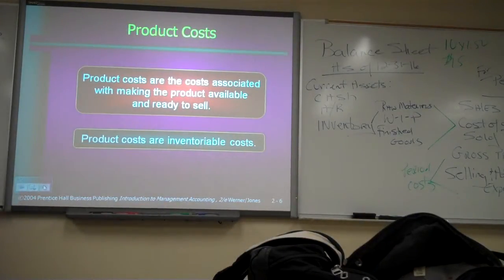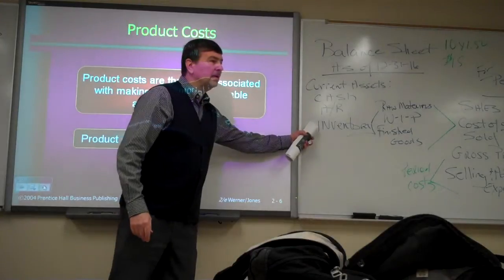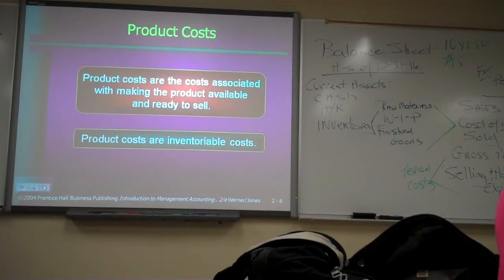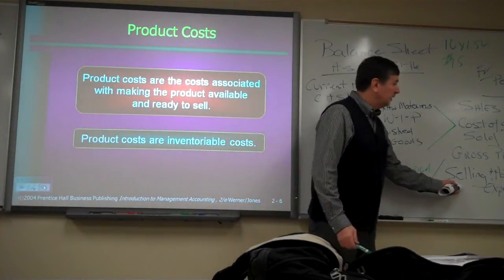But anyway, product cost is the cost associated with making the product available or ready to sell. So up until the time that product is ready, all of the cost will go into the cost of the inventory. Now, once that inventory is ready to sell, from that point on, it's going to probably be a selling cost. And your selling costs are expenses, okay?